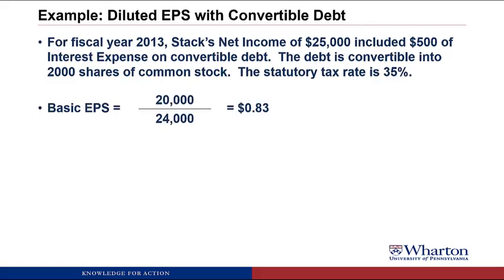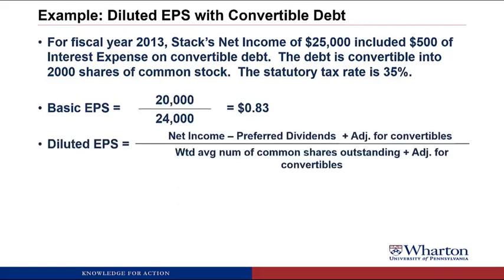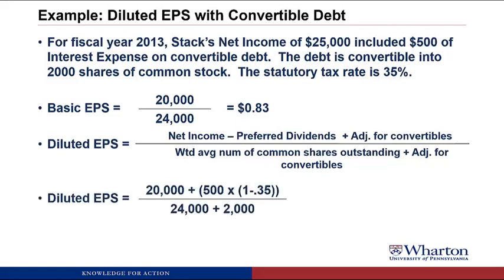So we're going to carry over basic EPS from before. This already has the net income minus preferred dividends in the numerator, the weighted average common shares outstanding in the denominator. Now we need to adjust that for the effect of convertible debt converting to stock at the beginning of the year. So in the numerator, we're going to add back the after-tax interest expense. So we add back 500 of interest expense times 1 minus the tax rate to get the after-tax portion.